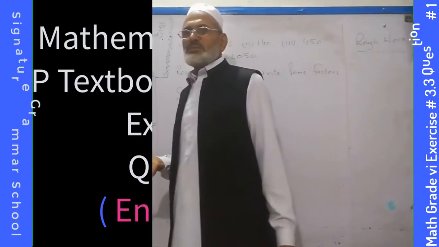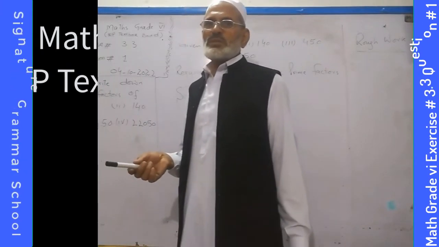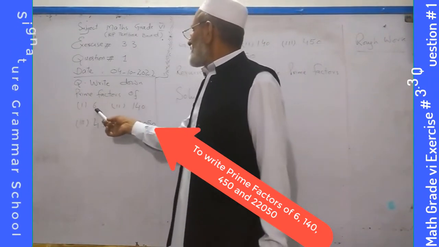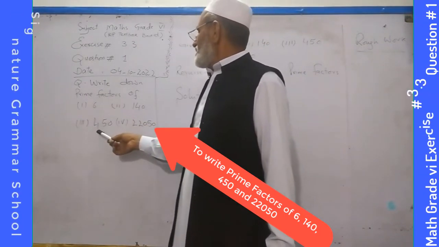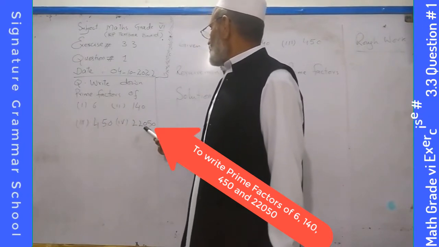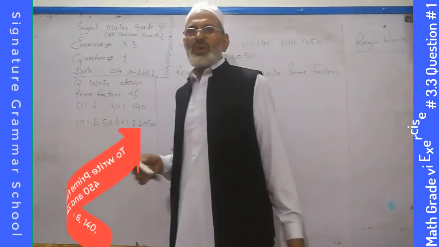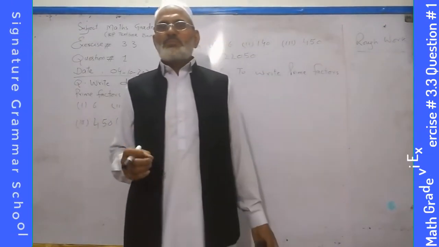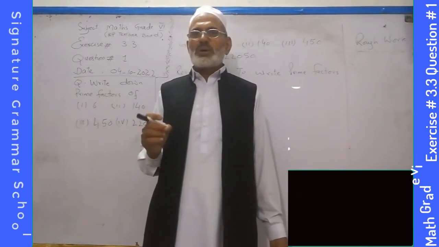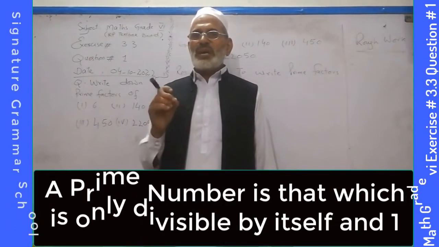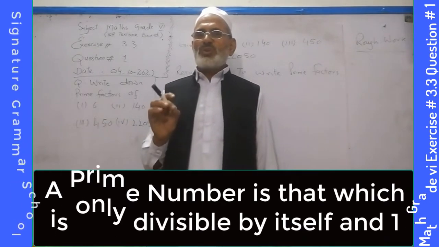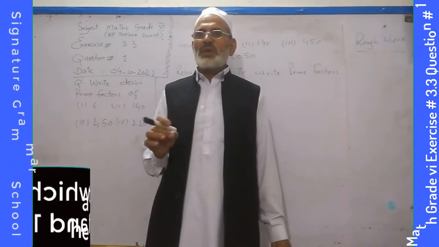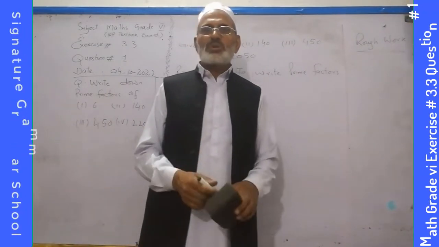It's question number 1. In question number 1, we have been asked to write down the prime factors of 6, 140, 450 and 22,050. So these four values have been given to us. Prime numbers are those numbers which can be divided by itself and by 1 only. So we have to work out those factors. I'm coming to the first one.